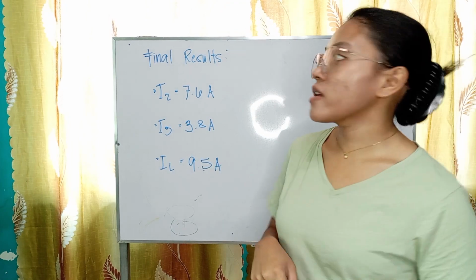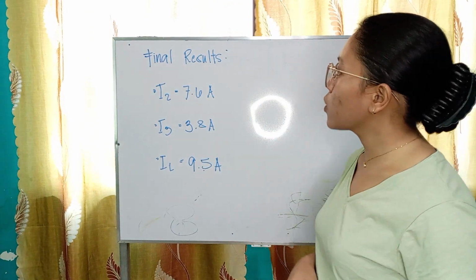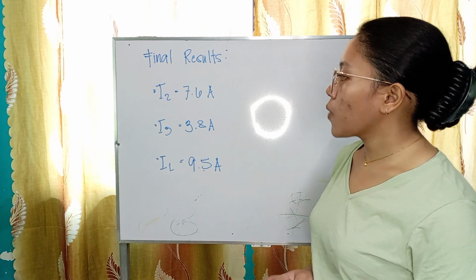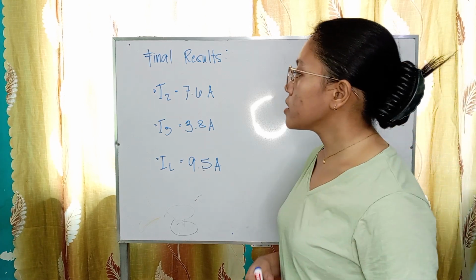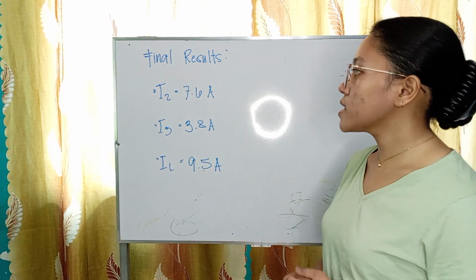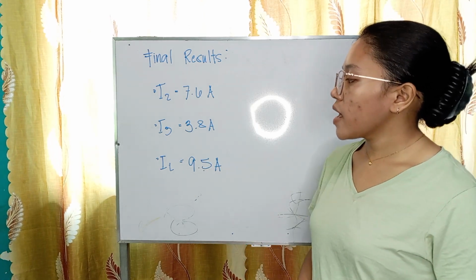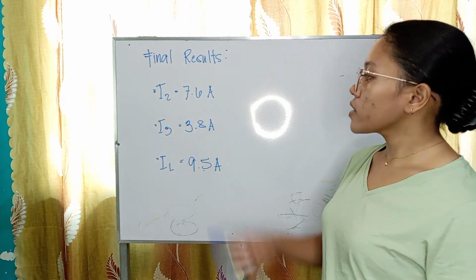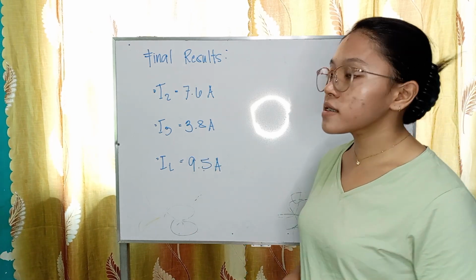And now for the final result to the questions asked for I sub 2, I sub 3, and I sub L. The answer for I sub 2 is equal to 7.6 amperes. The answer for I sub 3 is equal to 3.8 amperes, and for I sub L is equal to 9.5 amperes.